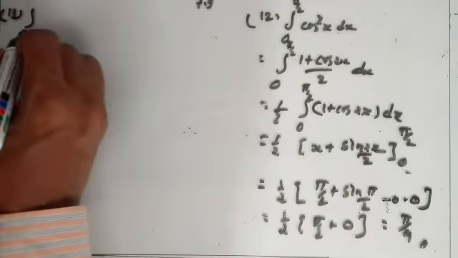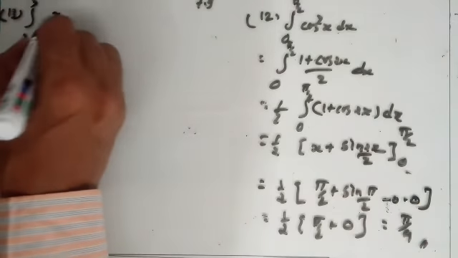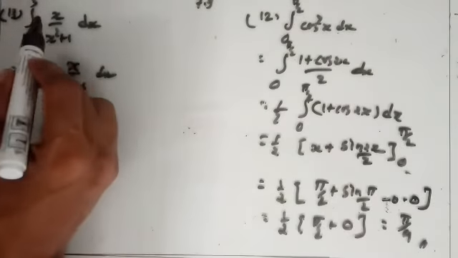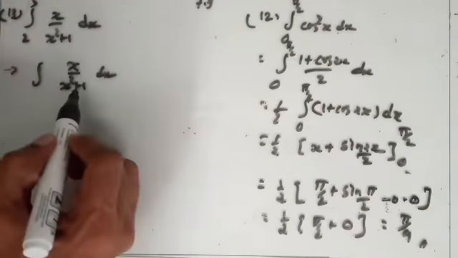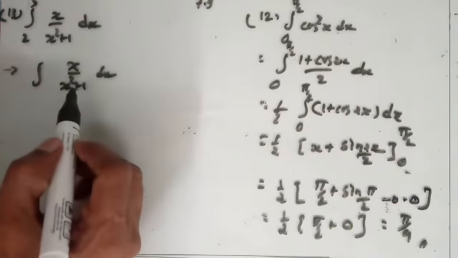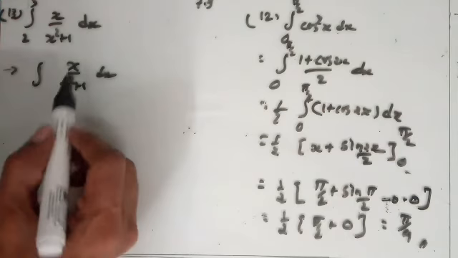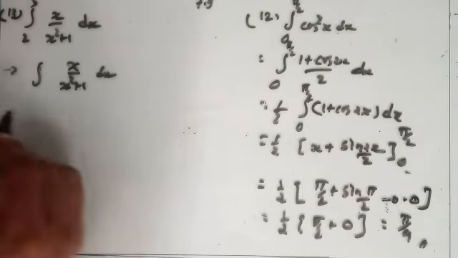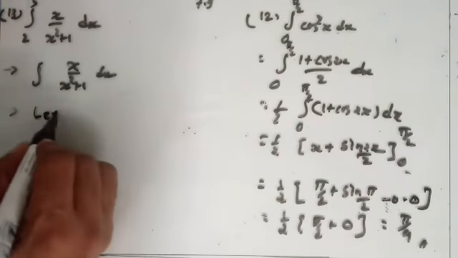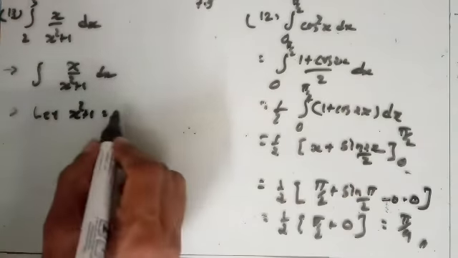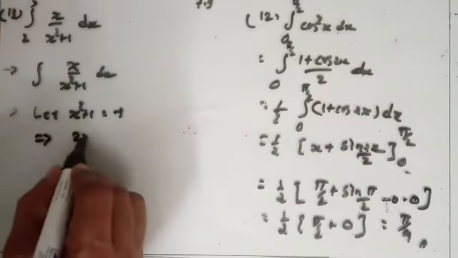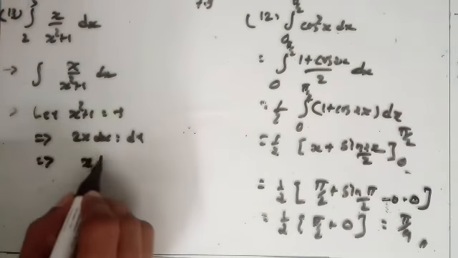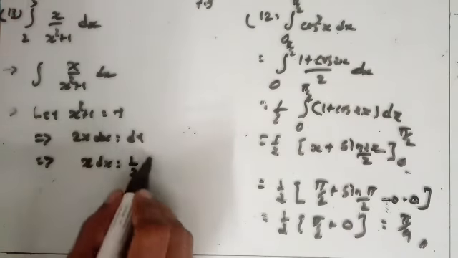Now next question, question number 13. Find the integration from 2 to 3 of x upon x square plus 1 dx. Here first we find the integration of x upon x square plus 1. We know that in this type of integration, if the integrand given is x upon x square plus 1, then how to solve? Let x square plus 1 is equal to t. This implies 2x dx is equal to dt. Clear? So this implies x dx is equal to 1 by 2 dt.